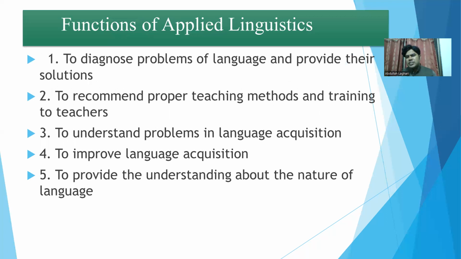Now let's talk about the functions of applied linguistics. Applied linguistics is an umbrella term, and many fields emerge in its domain. So the very first function of applied linguistics is to diagnose problems of language and provide their solutions. So what are the problems of language? Why do languages die? Why do languages change? Why do languages come to their extinct position or status? All these concerns are concerns of applied linguistics, and it is the concern of an applied linguist to diagnose those problems and provide their solutions also.